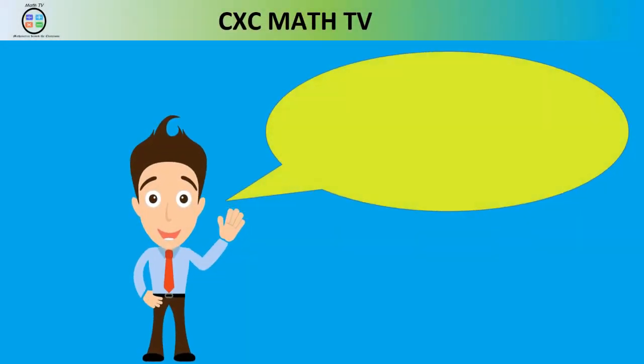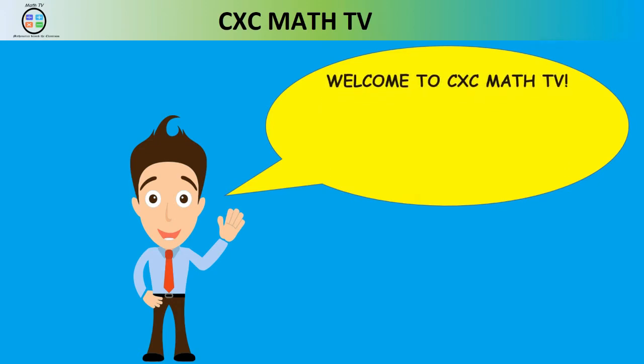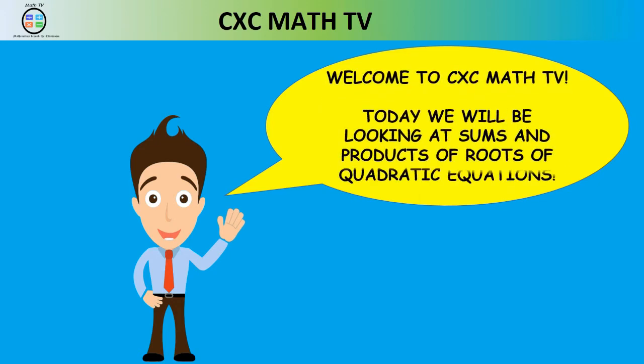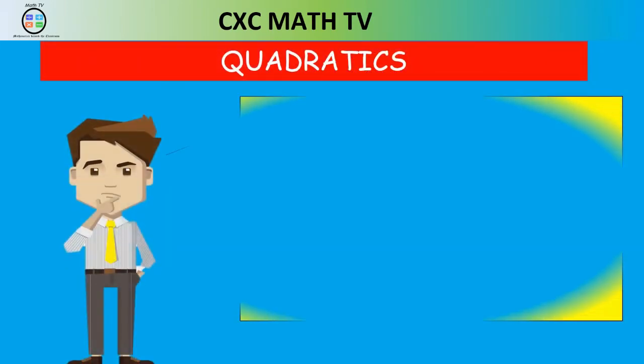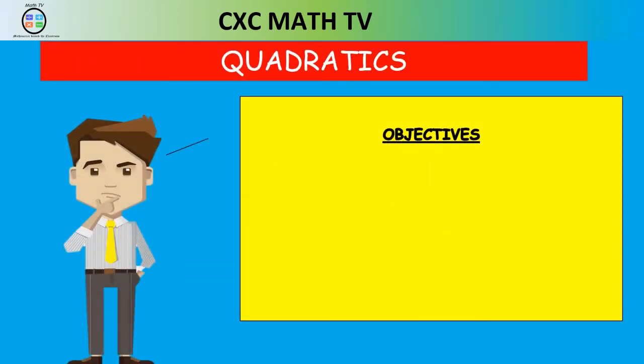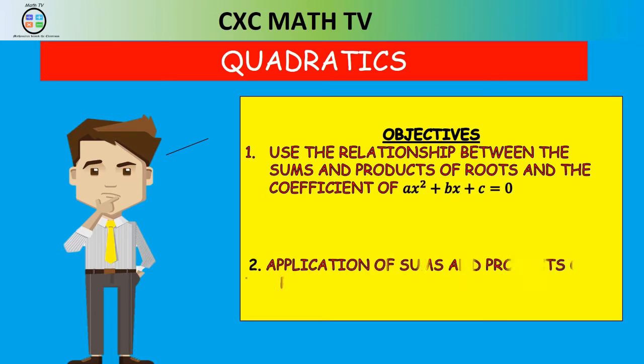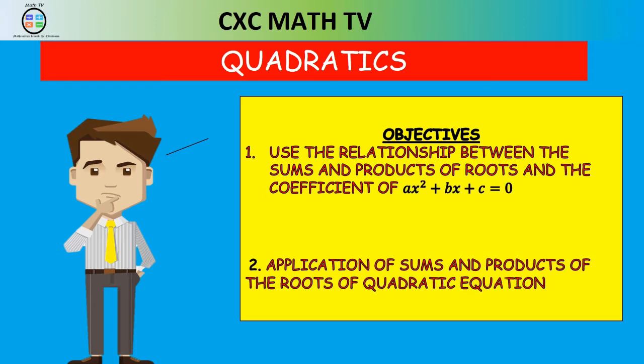Today we will be looking at sums and products of roots of quadratic equations. The objectives for today are to use the relationship between the sums and products of roots of a quadratic equation in its standard form ax squared plus bx plus c equal to 0, and also utilize it as an application of sums and products of the roots of these quadratic equations.